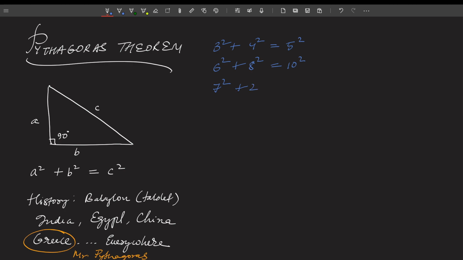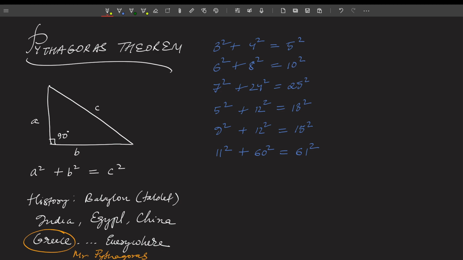Another example would be 7 squared plus 24 squared. This is equal to 25 squared. So 5 squared plus 12 squared. This is equal to 13 squared. Another example would be 9 squared plus 12 squared. This is equal to 15 squared.